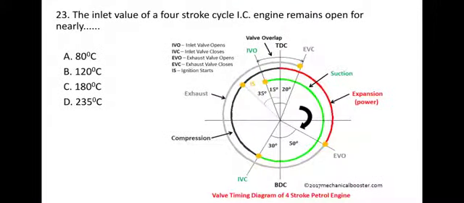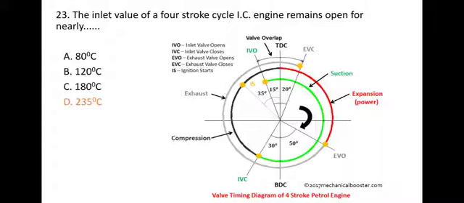Next question: the inlet valve of a 4-stroke cycle IC engine remains open for nearly, and the answer is 235 degree Celsius. Sorry, please read it as 235 degree, it is not degree Celsius. So the inlet valve of a 4-stroke cycle engine remains open for nearly 235 degree.